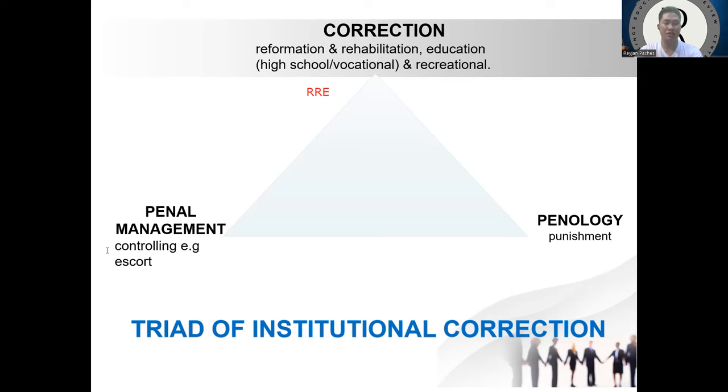So do not define correction according to its meaning in the criminal justice system. I see many who define correction based on the CJS, or the criminal justice system. That is wrong. Many say that correction is a component of the criminal justice system, blah, blah, blah. It is not like that. The definition of correction as a subject is different from correction in the correctional or criminal justice system. Again, the triad of institutional correction is correction, penal management, and penology. That is why our answer earlier was correction.